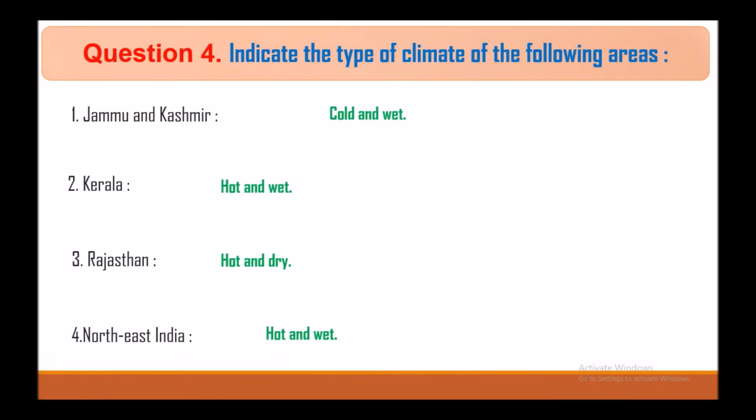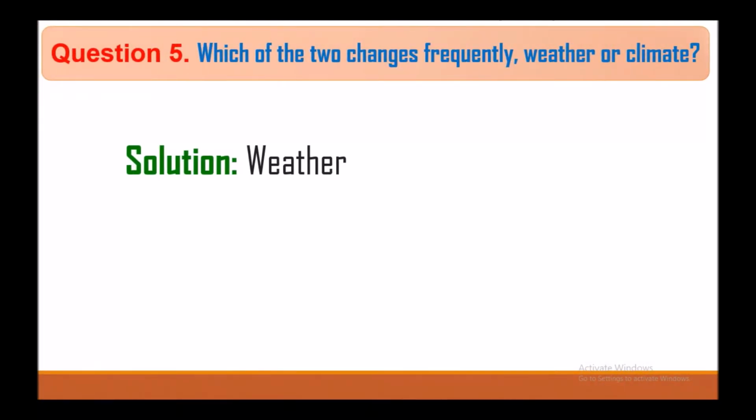Now let's see question 4. Indicate the types of climate of the following areas. Jammu and Kashmir: the climate is cold and wet. Kerala: hot and wet. Rajasthan: hot and dry. Northeast India: hot and wet. Question 5. Which of the two changes frequently, weather or climate? So, the day-to-day change that happens in the atmosphere is known as weather. So, what changes frequently is known as weather.